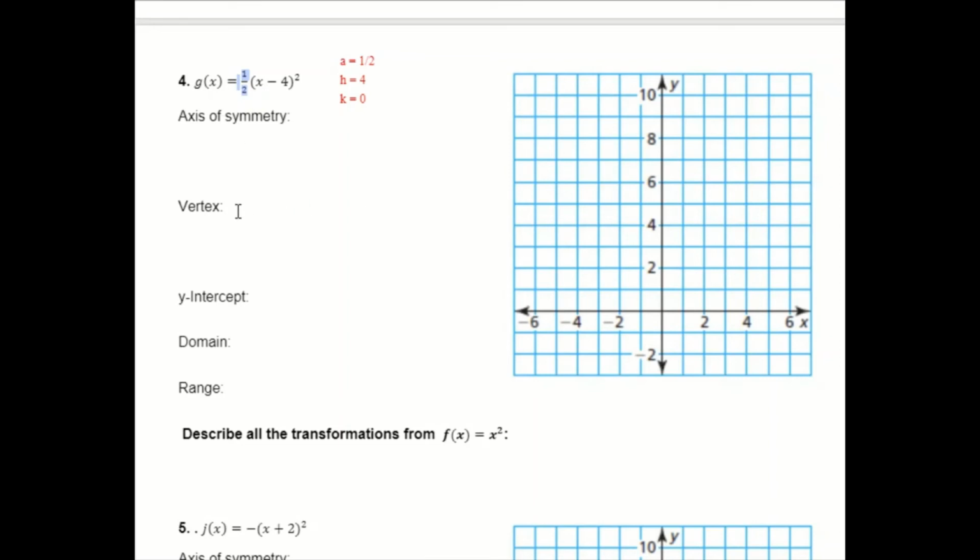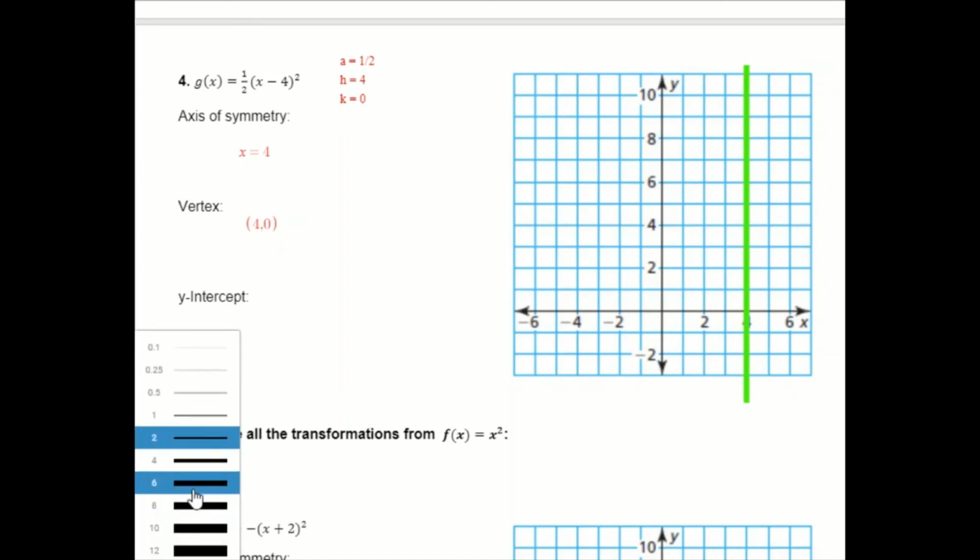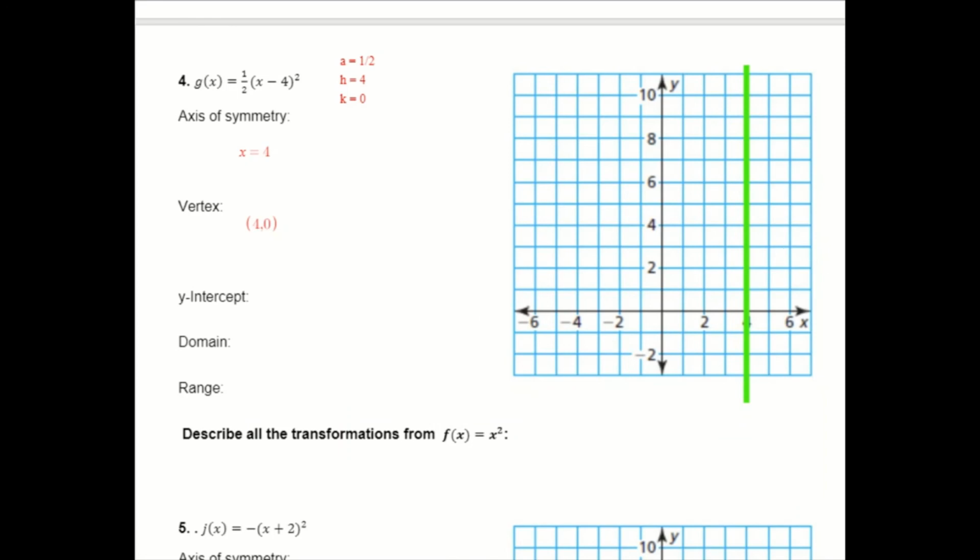Our vertex is going to be 4, 0. And our axis of symmetry is going to be x equals 4. You guys know the drill hopefully by now. You can hopefully guess what's coming up. We're going to plot that axis of symmetry. And we're going to plot that coordinate, that vertex, 4, 0 is right there on the x-axis.